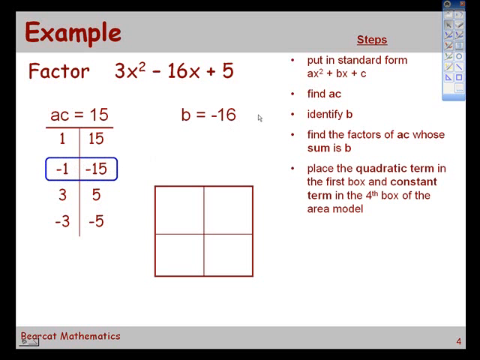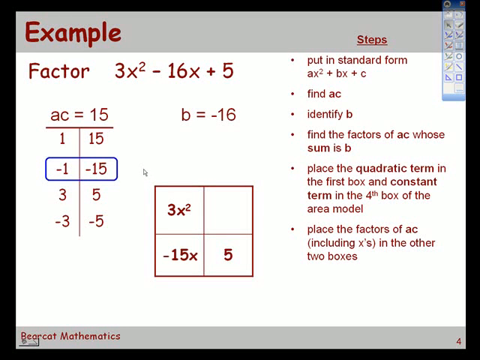Now I'm going to place the terms, the 3x squared and the 5, into the area model. I'm going to place the quadratic term, which is the x squared term, first. It's the first term in standard form, so it's the first term that goes into the box here. So 3x squared goes in there. The constant term is the last term, so it goes in last. Now, the negative 16x is actually going to get split up into these two factors, a negative 1x and a negative 15x. It doesn't matter which one we put where in these two boxes on this diagonal. We just have to make sure one of them gets the negative 1x and one of them gets the negative 15x.